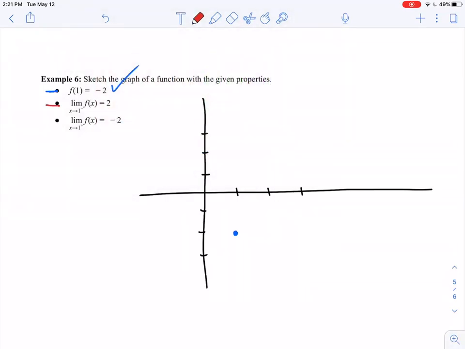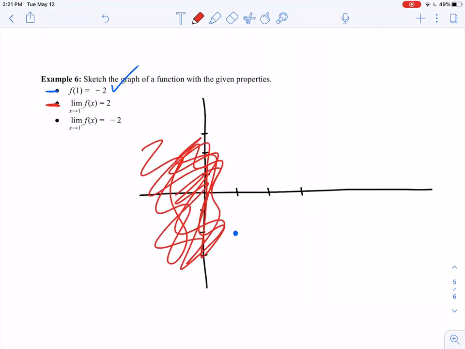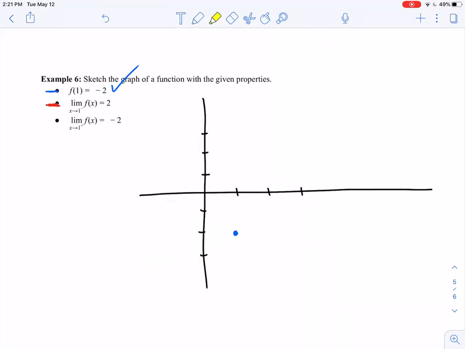So let's change our color here. Now let's look at the left-handed limit right here. We'll do that part in red. This says the limit as x approaches 1 from the left-hand side of f of x is equal to +2. So here's the left-hand side of 1, excuse me. All of this that I'm just shading in is the left-hand side of 1. And this says if I approach from that left-hand side, so if I get closer and closer to 1, I need to end up at a y value of 2. So I need to end up at this point right here.